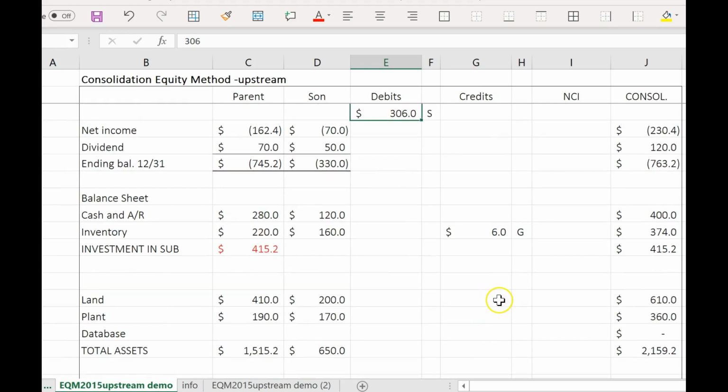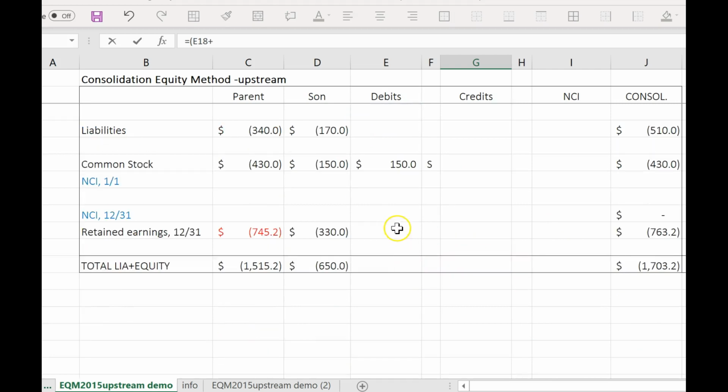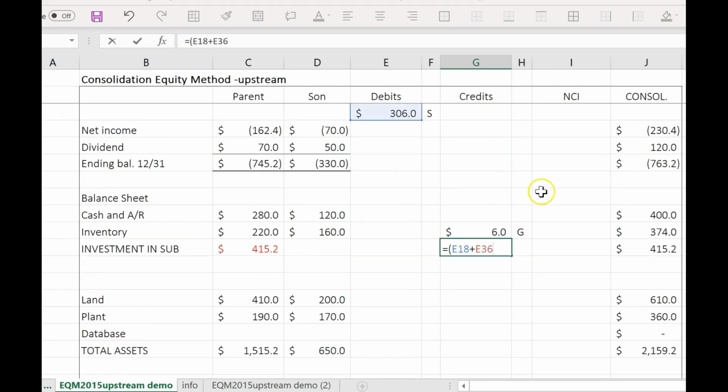That's my S entry. I'm crediting, and my S entry is the stockholders' equity of the subsidiary, and then I'm crediting my investment and NCI. So I'm going to take this 306, plus the common stock 150, and multiply that by 80%. Okay, that is my investment account.